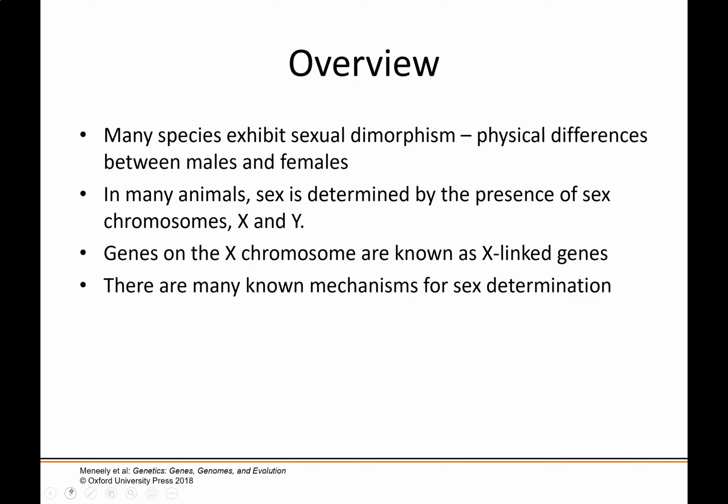So in general, species exhibit sexual dimorphism. So this is physical differences between males and females. And related to that, sex is determined by the presence of specific sex chromosomes. In the case of humans and many other mammals, we have the XY complement of chromosomes. We'll talk about some different ones a little bit later. And we will talk about the behavior of genes that are located on the X chromosome. There are also genes located on the Y chromosome, so we'll talk about those as well.